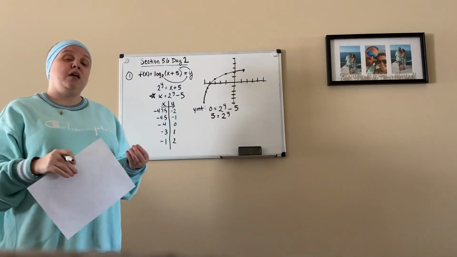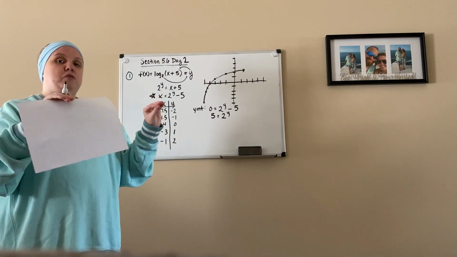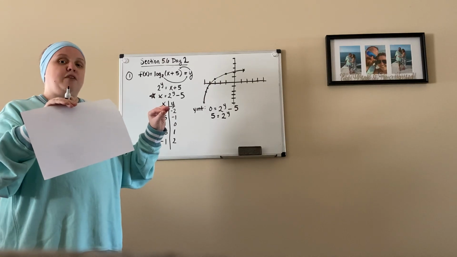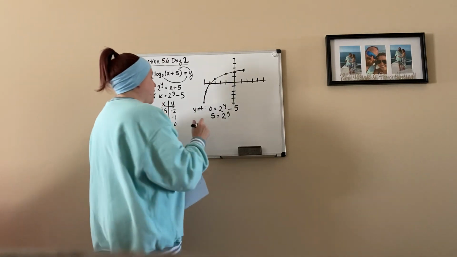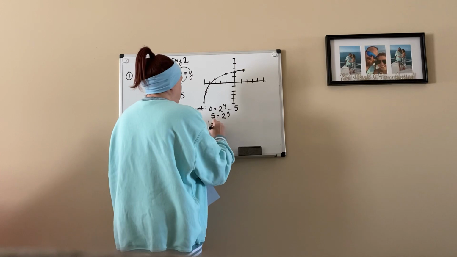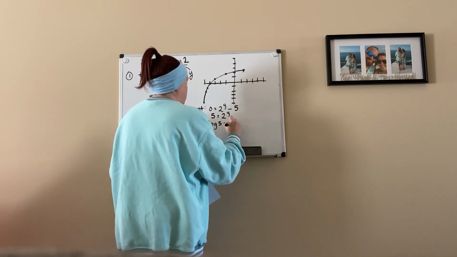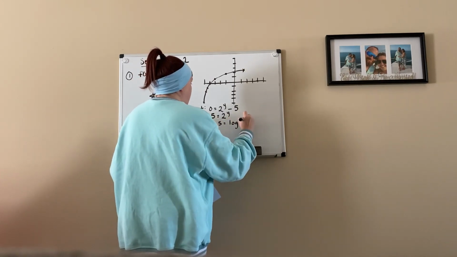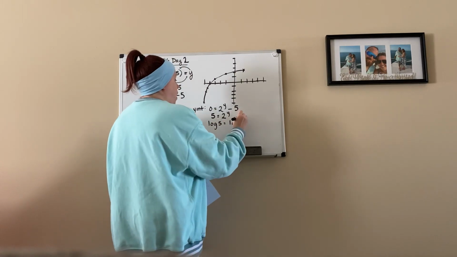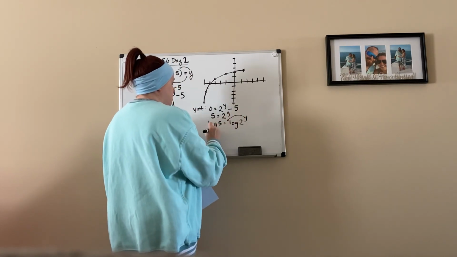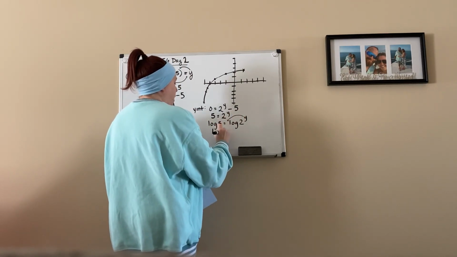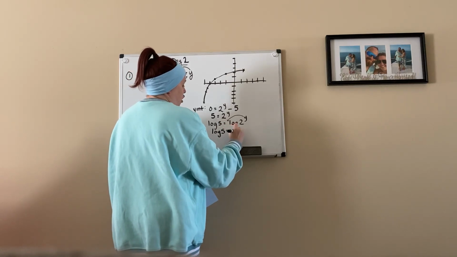What we'll do is we'll put a log on both sides, like what we did yesterday for the first problems. So if I put log on both sides, we'll have log 5, and we'll have log 2 to the y. That y can fall down to the front, so we would have log 5 equals y log 2.